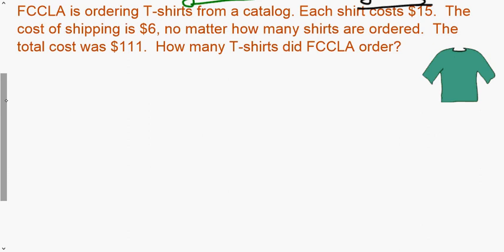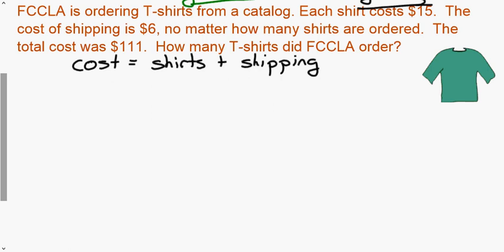The total cost was $111. How many t-shirts did FCCLA order? Now, if you are having problems writing the equation right away because there's a lot of information, take a step back and think about what is going on here and write what's called a verbal model. So the cost equals how many ever shirts we order plus shipping.